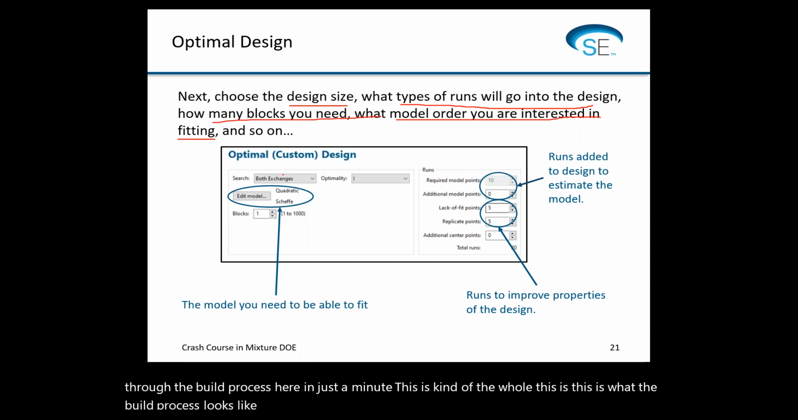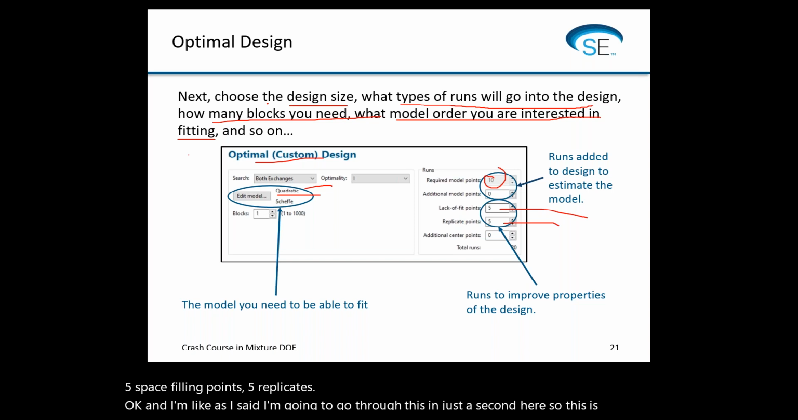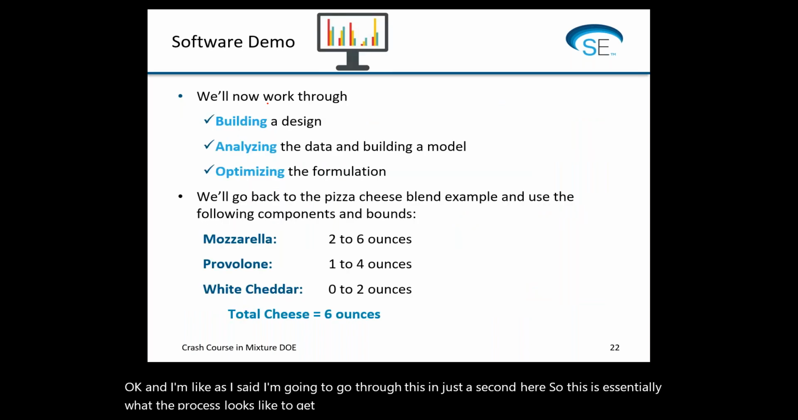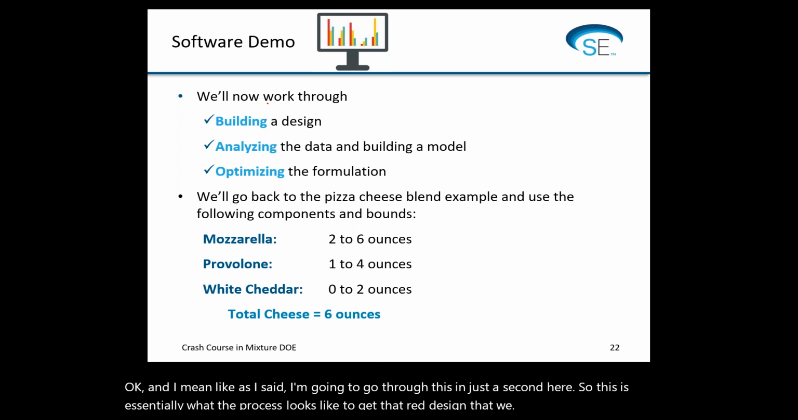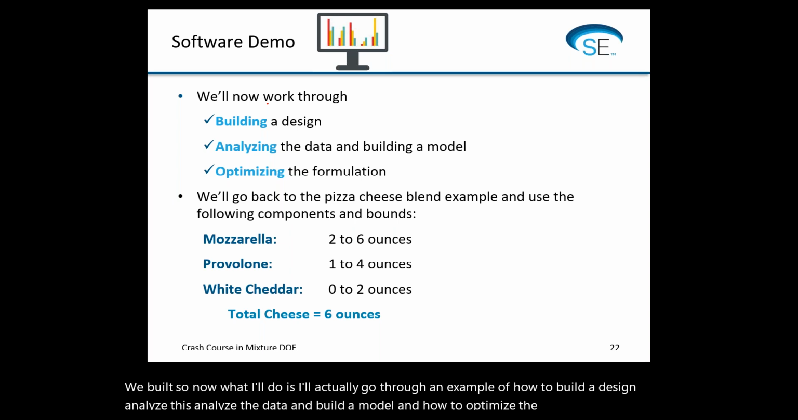So as you can see here, this is an optimal design. It requires 10 runs if I want to fit a quadratic model to fit curvature in the data: 5 space filling points, 5 replicates. Like I said, I'm going to go through this in just a second. This is essentially what the process looks like to get that red design that we built. Now I'll go through an example of how to build a design, analyze the data and build a model, and how to optimize the formulation.